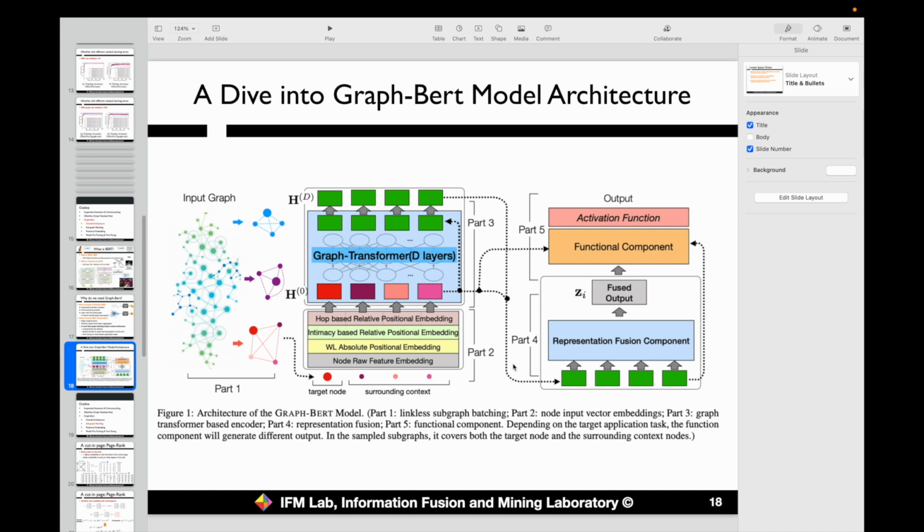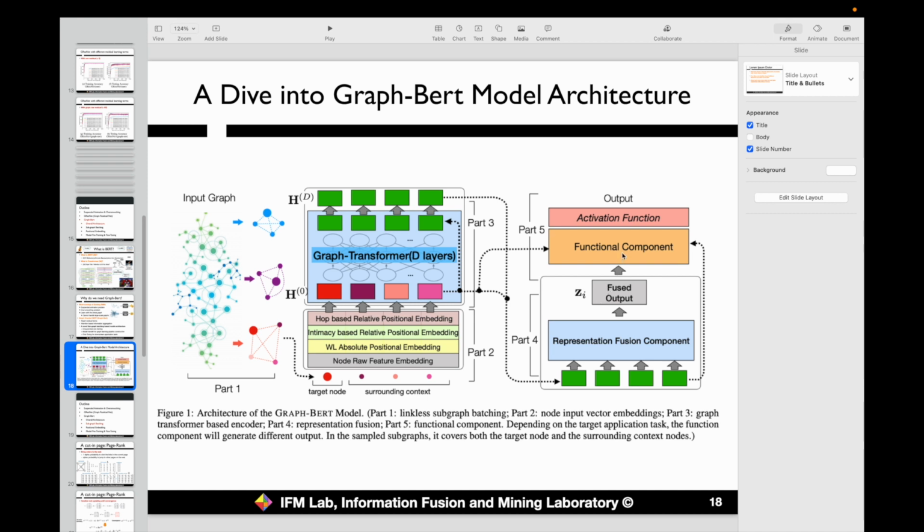Because here we are trying to learn the embedding vector for the target node, and all the other nodes in the subgraph can provide some complementary information for learning the embedding vectors. That's the reason why we have one further fusion component here, aggregating all the information together for defining the target node embedding vector. And this Zi vector is the embedding vector for the target node, serving as the input. And this Zi can be further fed as the input for part 5, as shown here, for some application problems. We define part 5 as some functional components for applications.